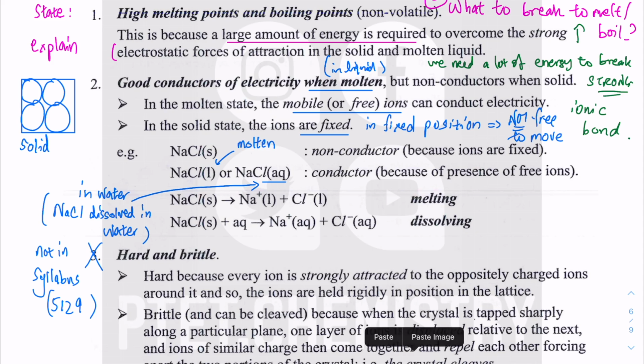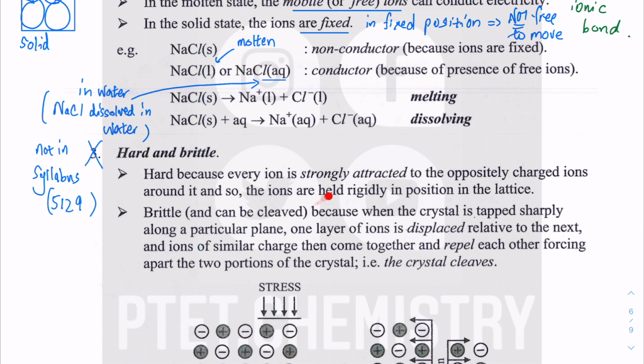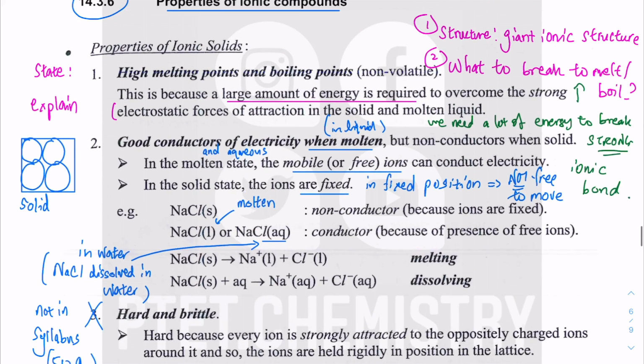When you are in aqueous solution, you have water, you have a lot of water, but the Na+ and the Cl- ions are free to move around in the water. Therefore, if your ions are free to move, they can conduct electricity. Not just the molten state, and also aqueous state, the ions are free to move to conduct electricity. Okay? And like I said, the hard and brittleness, you can forget about it. It's not really required by the Cambridge syllabus.